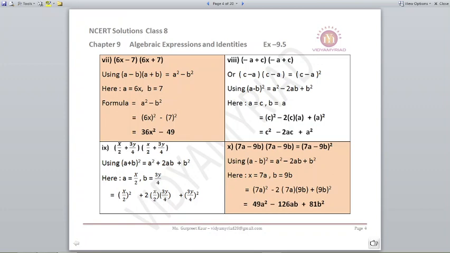Put it into the formula. It becomes (7a) the whole square minus 2 into 7a into 9b plus (9b) the whole square. Your answer comes out to be 49a square minus 126ab plus 81b square.